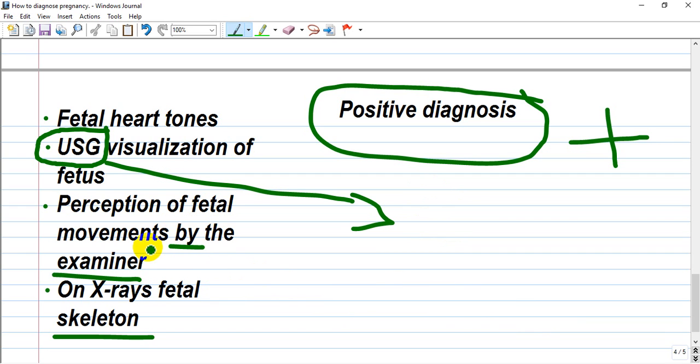Perception of fetal movement by the examiner. It can be done by Leopold maneuvers. It assesses the position and movements of the fetus, and on X-ray fetal skeleton, but it is done very rarely or incidentally because of known harm effect of the X-rays.